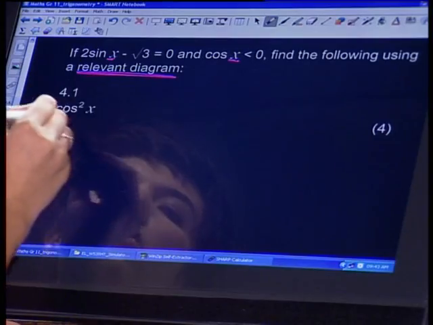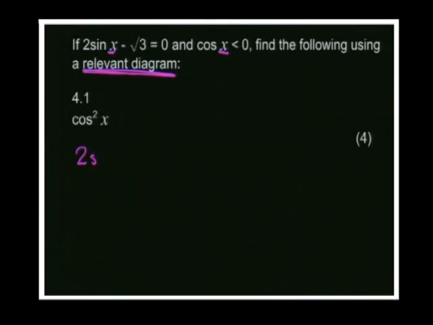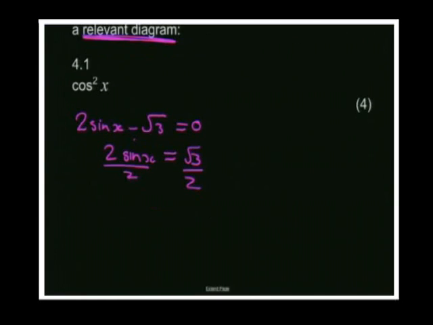So you definitely have to draw up a diagram, and they want you to find the value of cos squared x. Now you can't start immediately and say cos squared x is that. You first need to draw up the diagram, then check the signs, then go and find your ratios for cos squared x. So let's start off with 2 sine x minus square root 3. So I have 2 sine x. I'm going to take the square root 3 to the other side, and I'm going to divide by 2 everywhere. Remember, we need the trig ratio alone on the left-hand side. We need to isolate it.